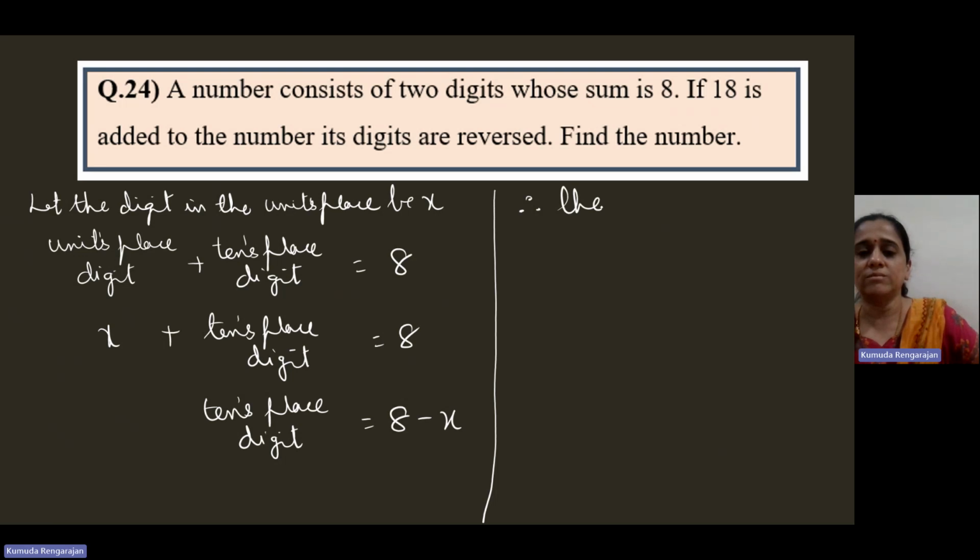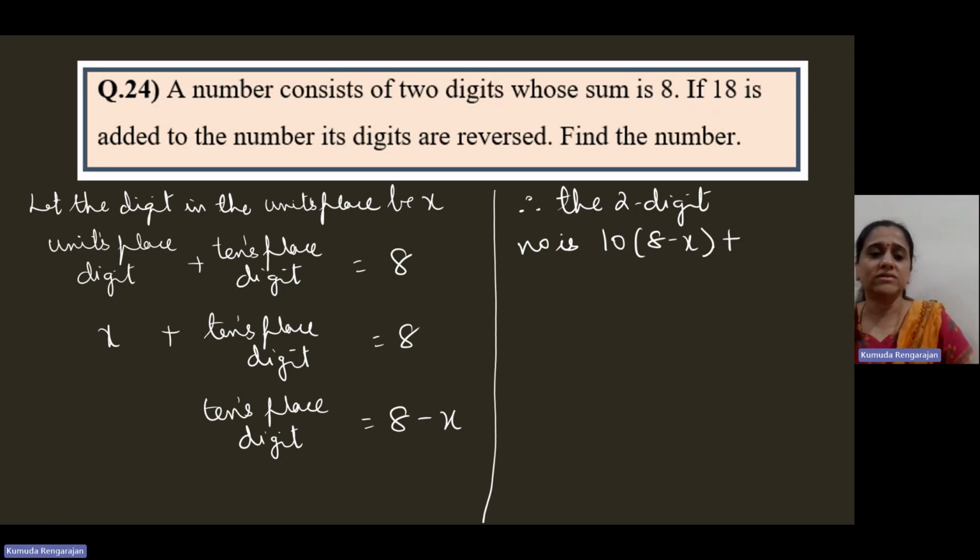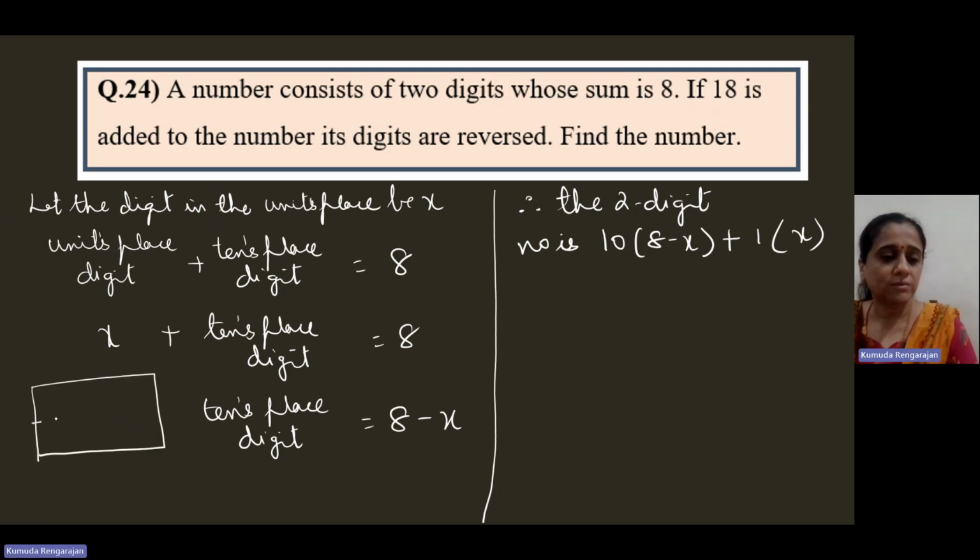Therefore, the two-digit number is: what is in the tens place? 8 minus x. 10 into 8 minus x, plus what is in the ones place? x, 1 into x. Ones are units, as you call it. So the ones place is x and the tens place is 8 minus x. So the number is 8 minus x into 10 plus x into 1.